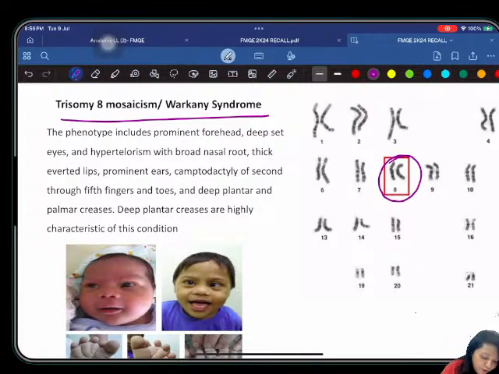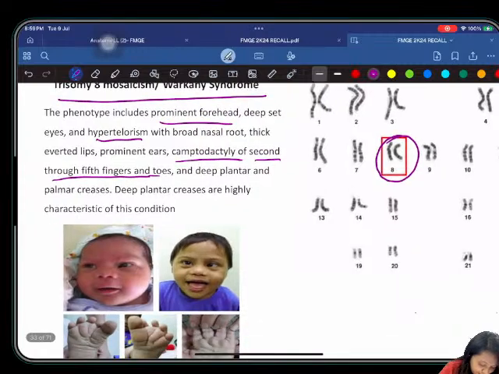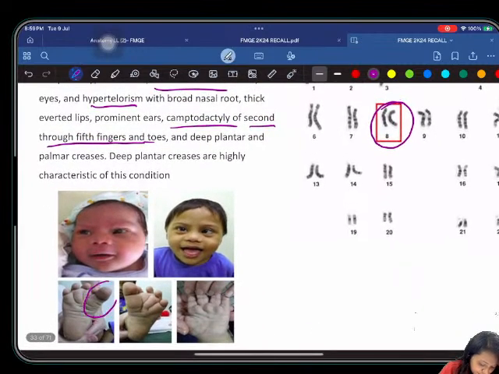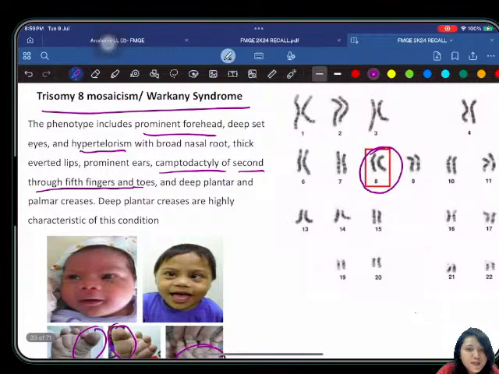Mostly you will have a prominent forehead, deep set eyes, hypertelorism with a broad nasal root, and prominent ears. You will have camptodactyly of the second through the fifth fingers and toes, as you can see here. This is the camptodactyly. Deep plantar and palmar creases, and the deep plantar creases are highly characteristic of this condition. So you will also have deep creases. So this is your trisomy 8 mosaicism or Warkany syndrome. All right.